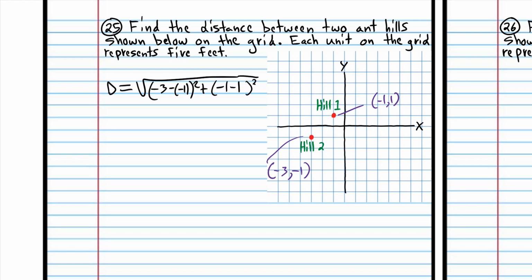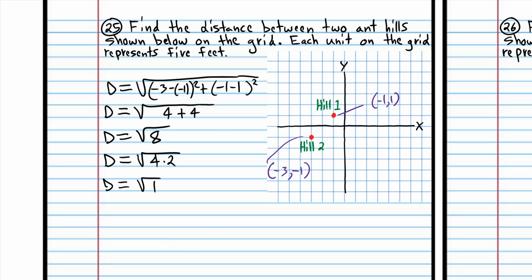-1 minus 1 squared, and just crunching the numbers there. That's 4 plus 4. So again, I'm doing this kind of quickly because you've already seen all this. So now we get √8. And we're going to pull out a perfect square because 8 is 4 times 2. And by the way, you don't have to show this. I'm just showing it so you can see what's going on here.